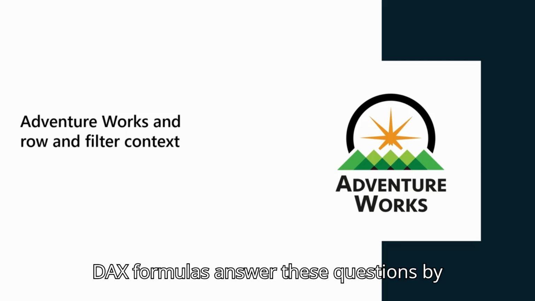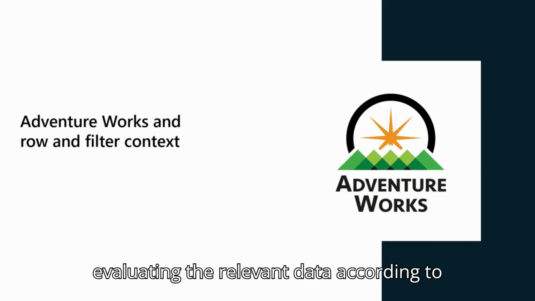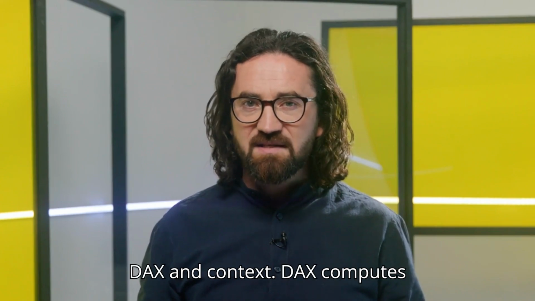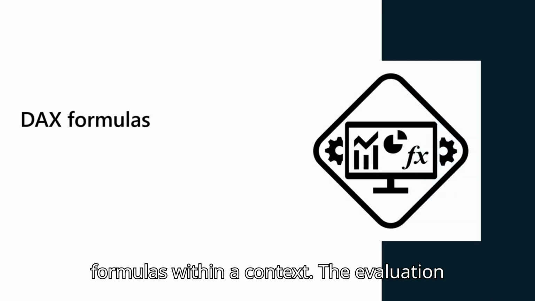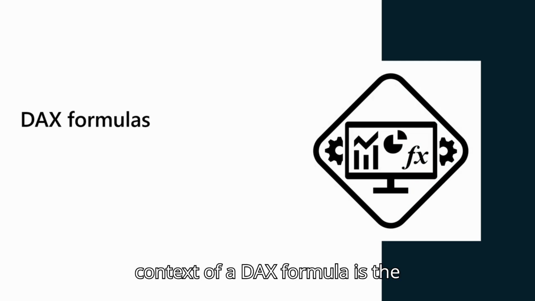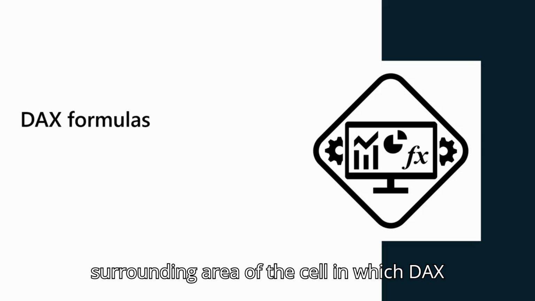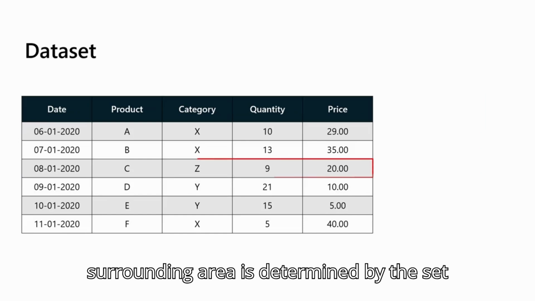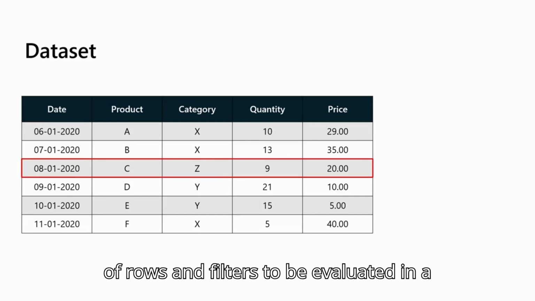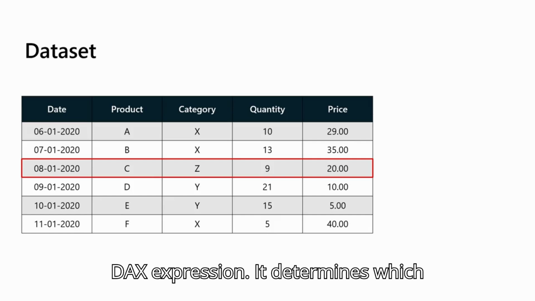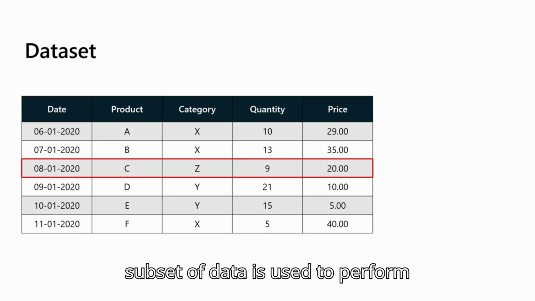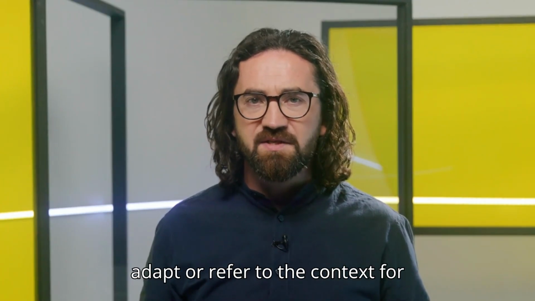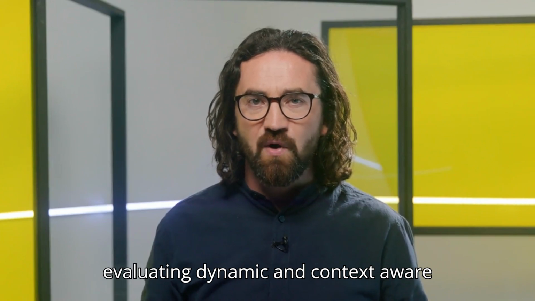DAX formulas answer these questions by evaluating the relevant data according to its row and filter context. Let's find out more about the relationships between DAX and context. DAX computes formulas within a context. The evaluation context of a DAX formula is the surrounding area of the cell in which DAX evaluates and computes the formula. This surrounding area is determined by the set of rows and filters to be evaluated in a DAX expression. It determines which subset of data is used to perform calculations. DAX expressions adapt or refer to the context for evaluating dynamic and context-aware results.